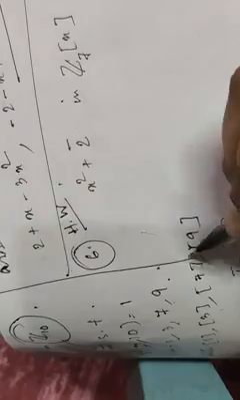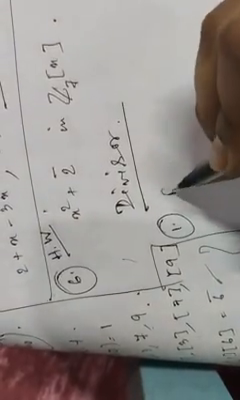Next, moving to the part of divisor. How to find the divisor of an element. So, the question is, find the divisors of 1 plus i in Zi. So the element is 1 plus i.